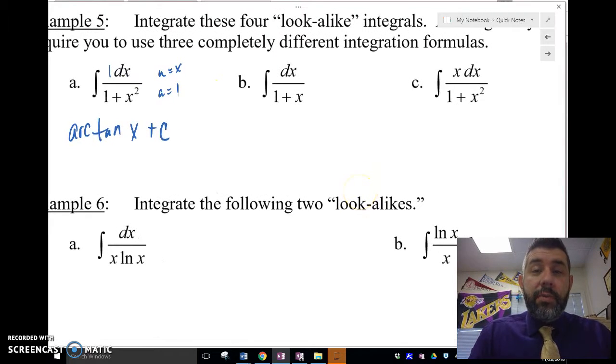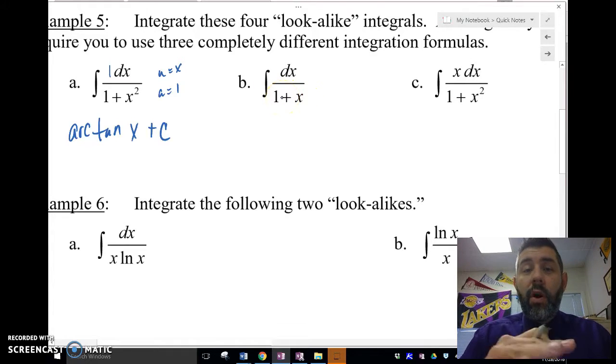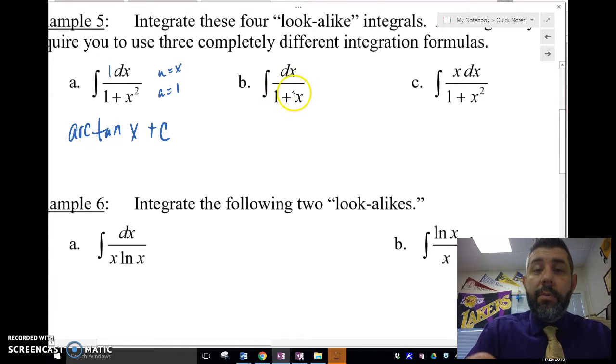Now, if we look at the next one, there's no square on that. So there's no square in the denominator, which means it can't be an arctan. And there's no number in the numerator. So if there's no number in the numerator, then this is simply a straight up logarithm, where the denominator is the inside of our log. So this is going to be ln of the absolute value of 1 plus x, plus c.